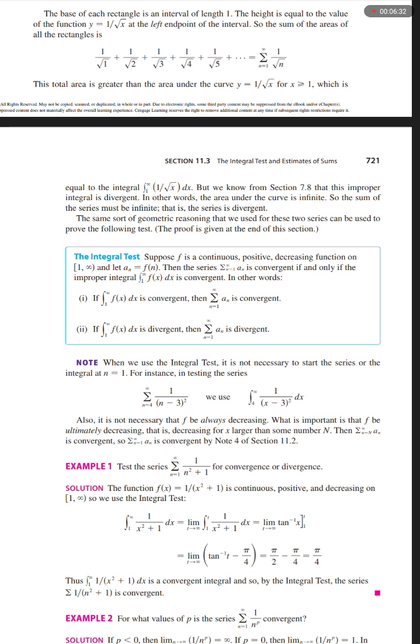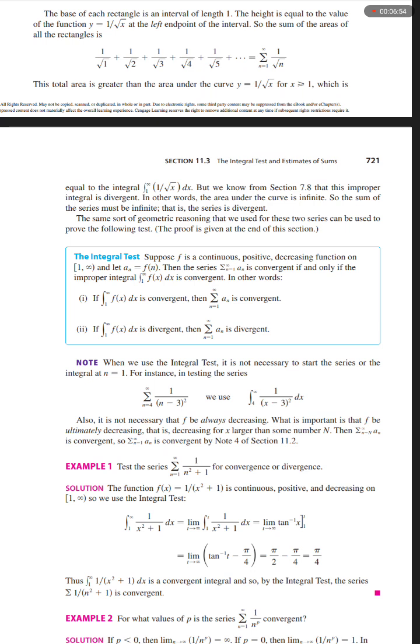from 1 to infinity of 1 over the square root of x dx. But we know from section 7.8 that this improper integral is divergent. In other words, the area under the curve is infinite, so the sum of the series must be infinite. That is, the series is divergent. The same sort of geometric reasoning that we used for these two series can be used to prove the following test. The proof is given at the end of this section.